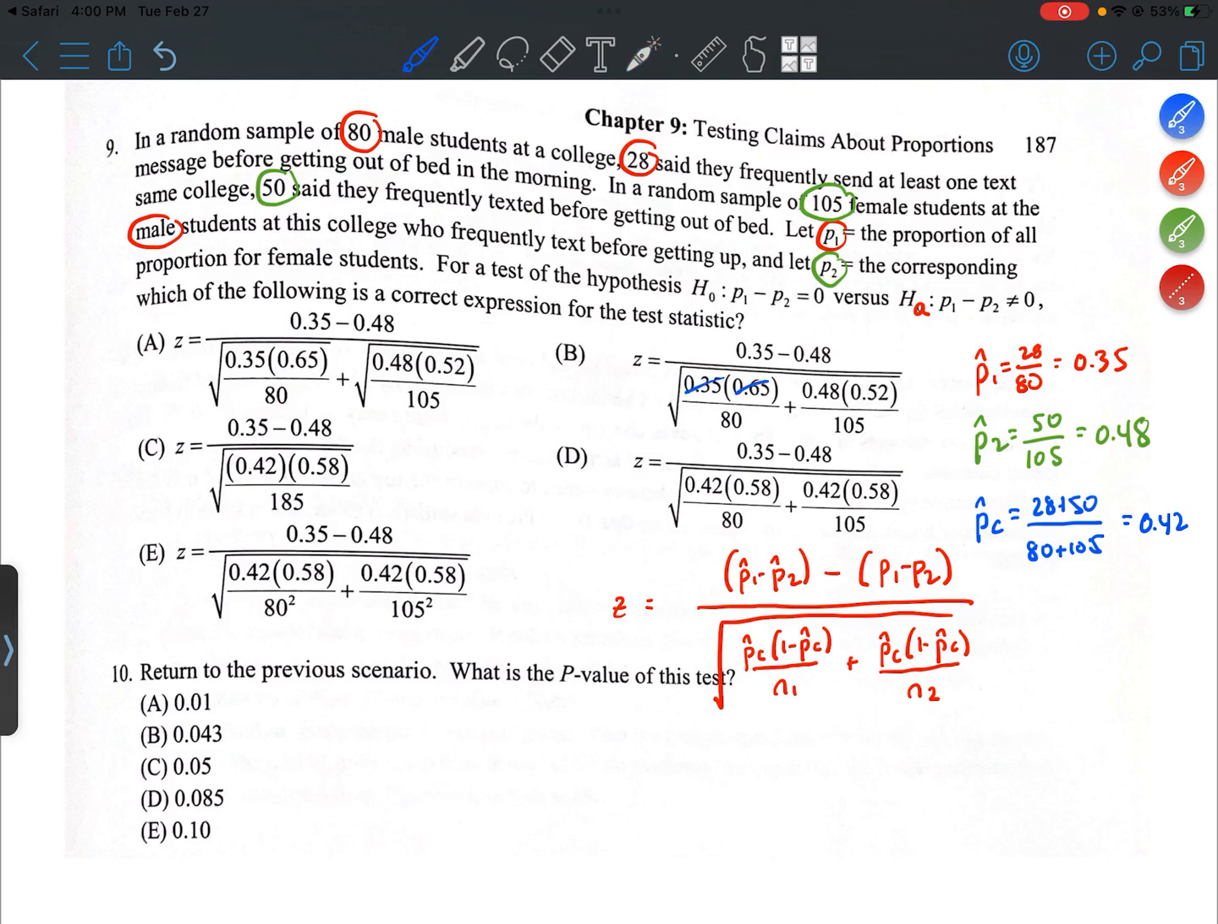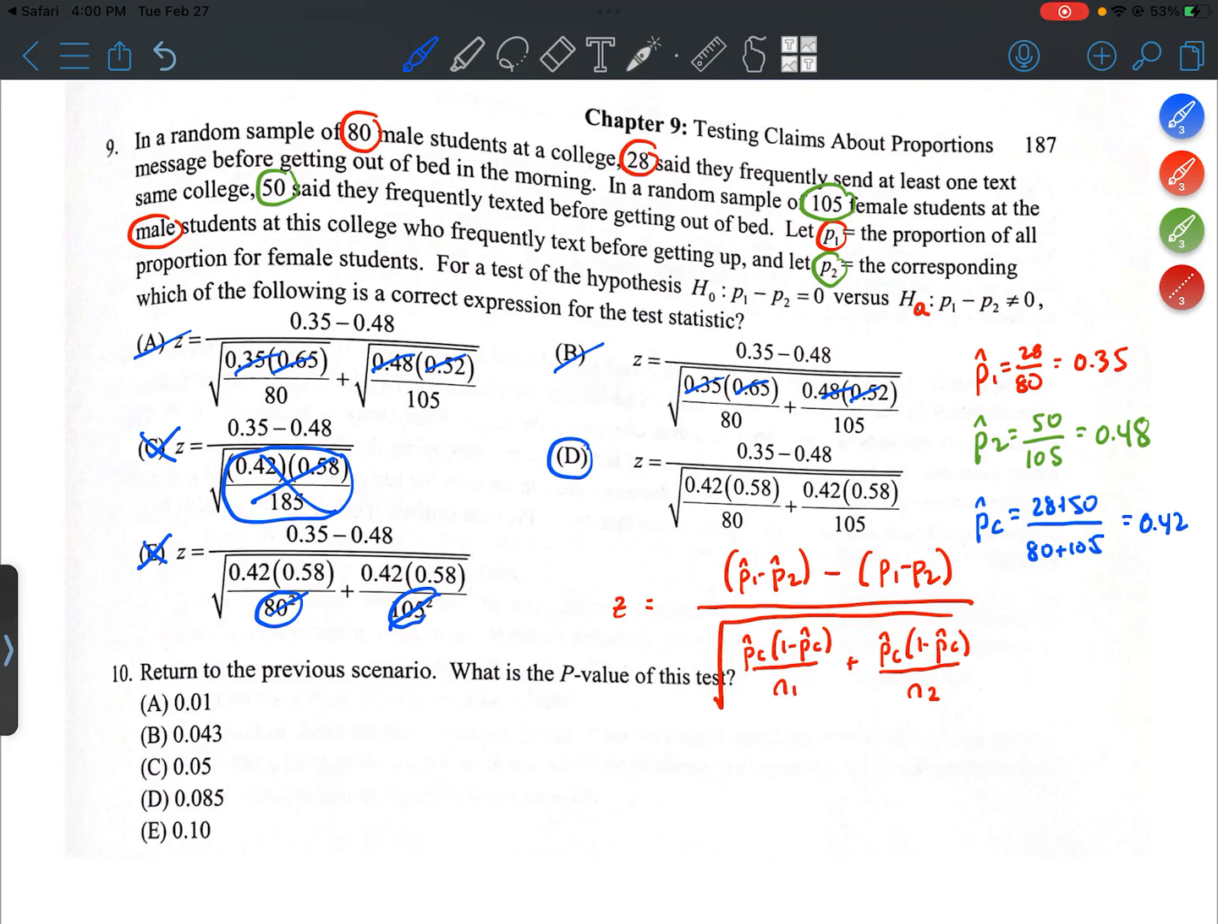So it's not choice B, it's not choice A. Good. I can also eliminate E because E has the sample size squared, and that's not correct. I can also eliminate choice C because it has just one term in the square root, and we know that there should be 2 terms in the square root. So just by looking at the denominators, we're able to see that D is the correct answer.